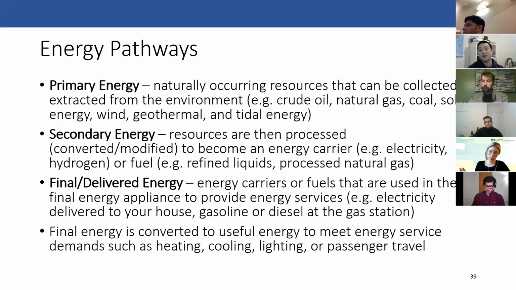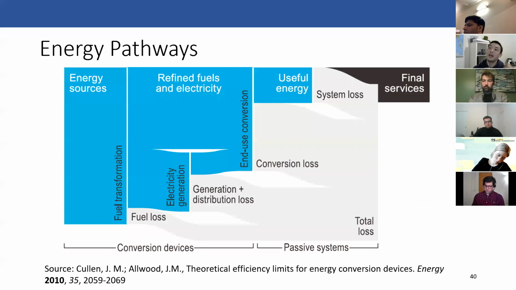And so as I go from primary energy to secondary energy to final energy, this is where that whole energy efficiency topic comes into play, because movement along your energy pathway requires conversion, and that's going to lead to efficiency losses, because you cannot convert from one form of energy to another with perfect efficiency. And so when you go from a primary energy source to a final energy source, you will always have system losses.